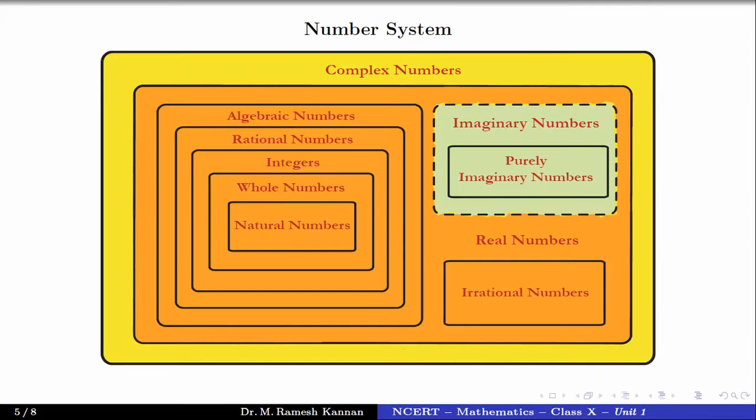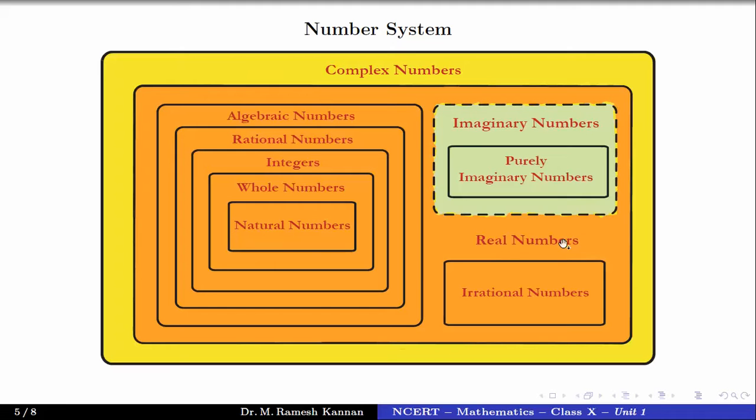So this is the first type of number in the number system, called the complex number. It has two parts. One is called the real numbers, and the other part is called the imaginary numbers. And real numbers is what is described in Unit 1, so we'll be focusing primarily on the real numbers in Unit 1.